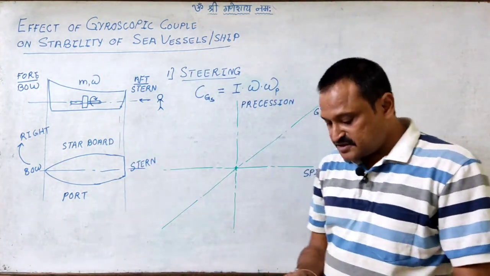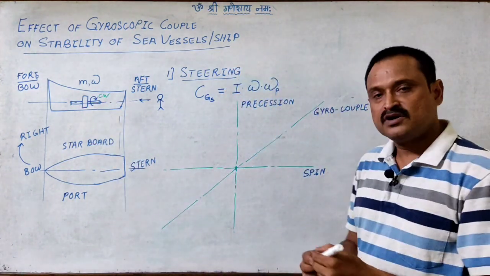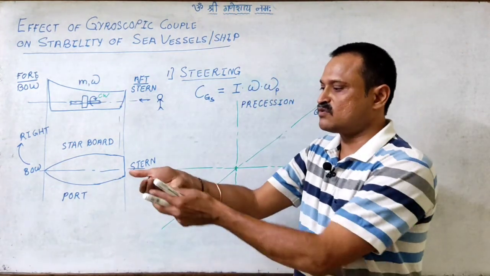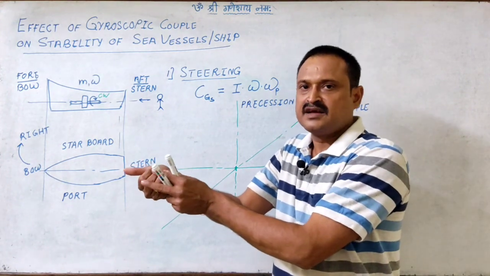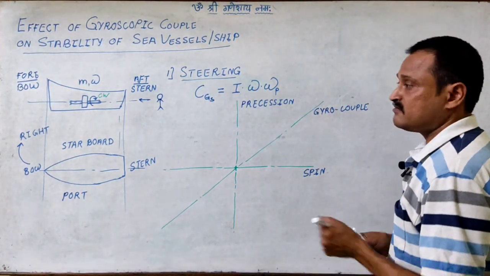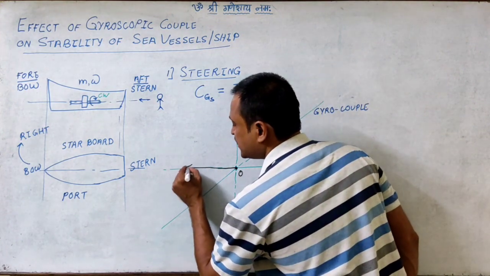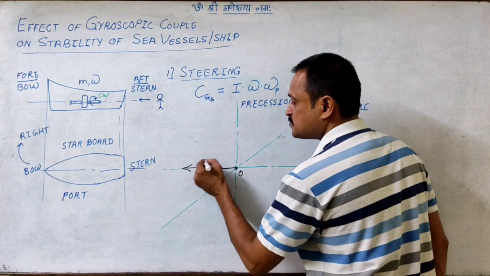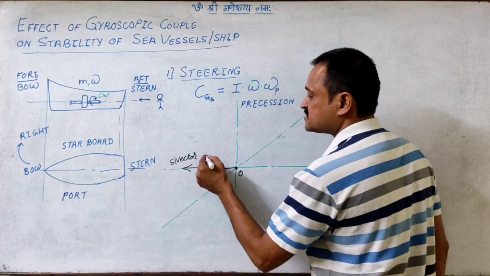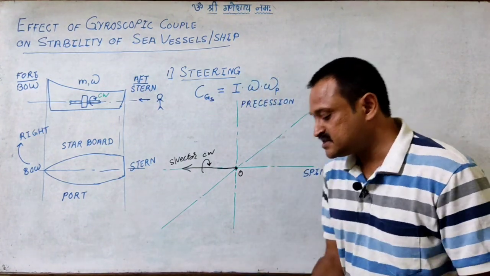So we have considered the rotor to be turning clockwise when looking from the stern. If I apply the right hand screw rule, this is my right hand, it is turning clockwise, so I curl my fingers in the clockwise sense, and the thumb is pointing outwards. That means the spin vector from the pole, if I name it O, will point outwards. So this is the spin vector, which is turning clockwise. How is the precession? We have seen that it is taking a right turn.